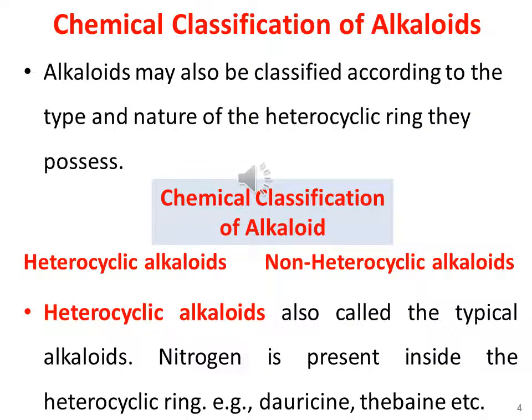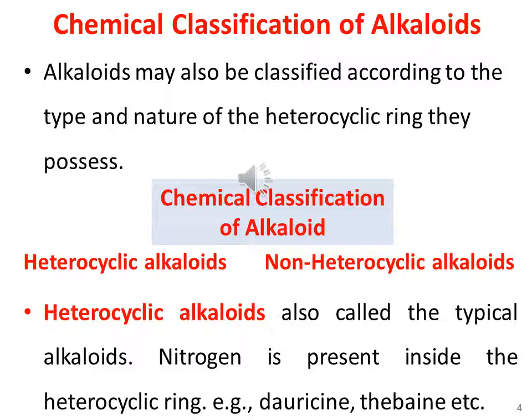People have also classified the alkaloids on the basis of the type and the nature of the heterocyclic ring. This process of classification, which is based upon the nature and the type of the heterocyclic ring, is called chemical classification. So according to the chemical classification, alkaloids are fundamentally classified into two main classes: the heterocyclic alkaloids and non-heterocyclic alkaloids.